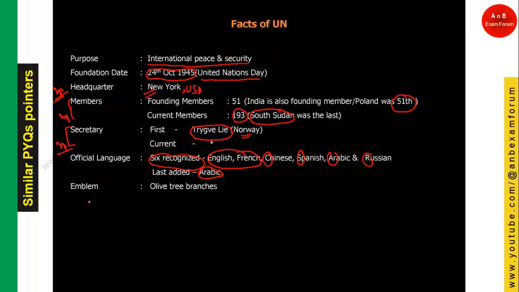Again, they can ask you an emblem related question. What is the emblem? You can think of it like a logo. So there is an earth, with olive branches. It is like this: this is the earth, and here olive branches are there. Which tree branches are there? It is the olive tree. You should remember. These are the basic facts of the UN. You can take a screenshot.